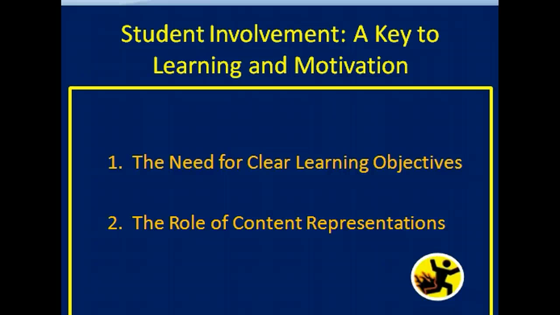Student involvement can be a key to learning and motivation. However, two elements must be in place. These include clear objectives and something that we call content representations. By clear objectives, we mean a real focus on what the lesson is to accomplish. Representations are ways teacher can represent the knowledge, skills, or concepts in a lesson. For example, Mr. Alvarez used an experiment in which students could see and experience the science principle he was illustrating. He also used a drawing so students could visualize the movement of molecules. So the next few slides will cover this idea of learning objectives and content representations.